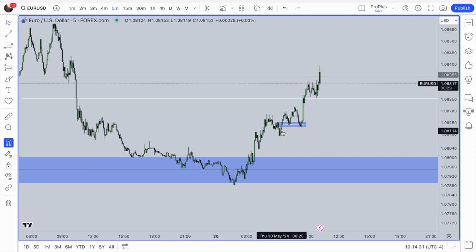And yeah, there's loads of setups that you can get in for this price leg.